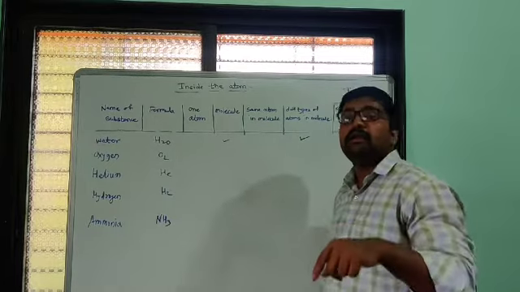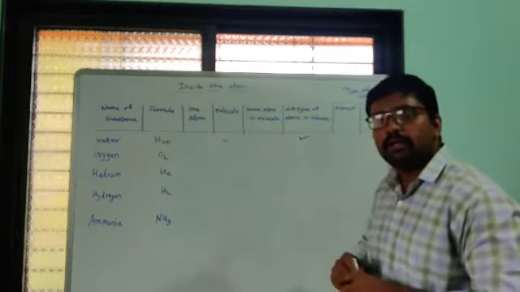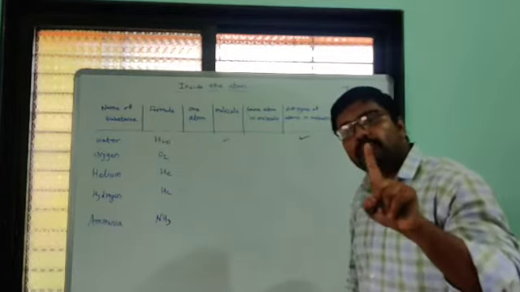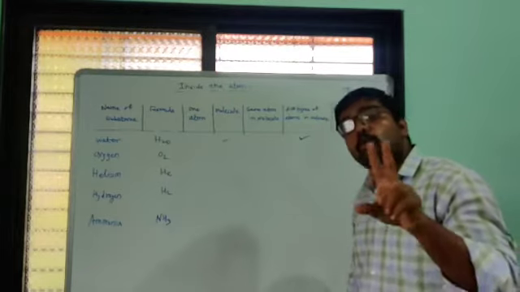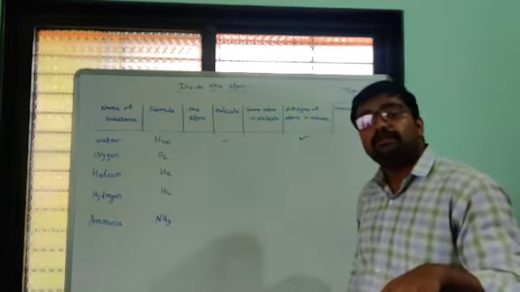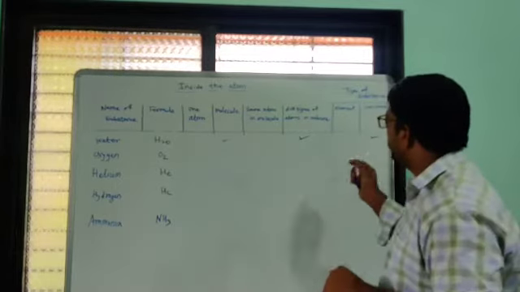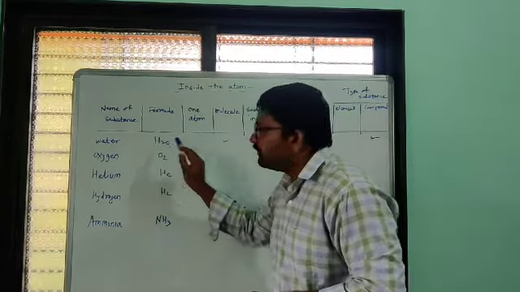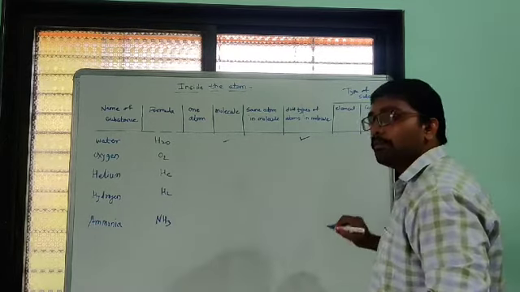And I already told you the difference between an element and a compound. An element is simply when a single type of atom is there. And if two or more types of atoms are present, then such substances are called a compound. Here two or more types of atoms are there, so this substance is a compound, not an element.